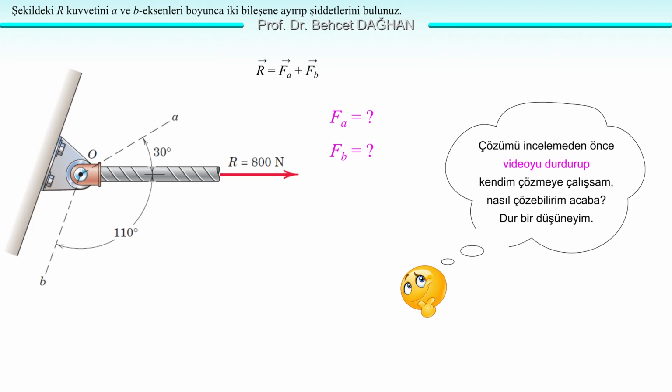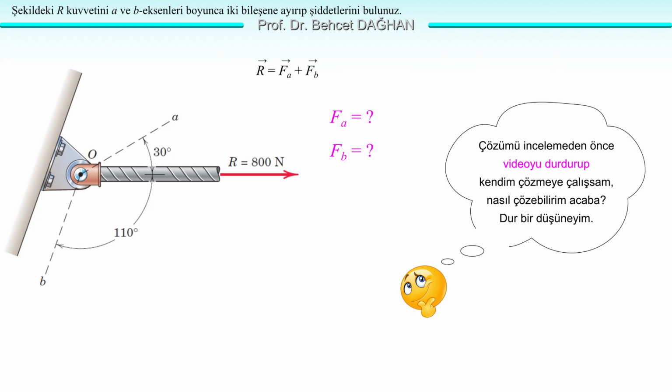Yes, we have a force R, horizontal, directed to the right, with a magnitude of 800 newtons. We'll resolve this force into two components along the A and B axes. The A and B axes are not perpendicular to each other. So, we'll find these components using the parallelogram rule. R is the resultant, and FA and FB are its components. We're asked to find the magnitudes of FA and FB, and we will.